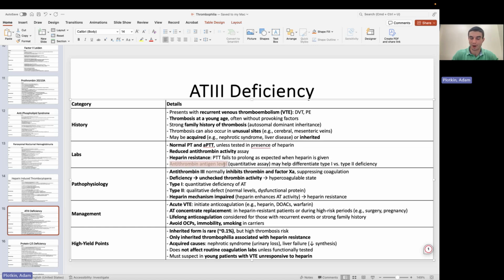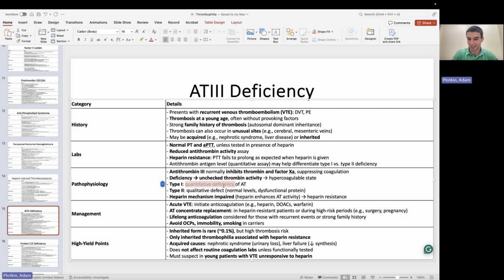We can do an antithrombin antigen level that may help us differentiate type 1 versus type 2. Not important for USMLE Step 1 or Step 2. Pathophys, again, antithrombin 3 normally inhibits thrombin and factor 10, which suppresses coagulation. If we have a deficiency, we get unchecked thrombin activity, right? Thrombin cuts fibrinogen to fibrin. We make more of these networks of fibrin meshes, and we get more clots, right?